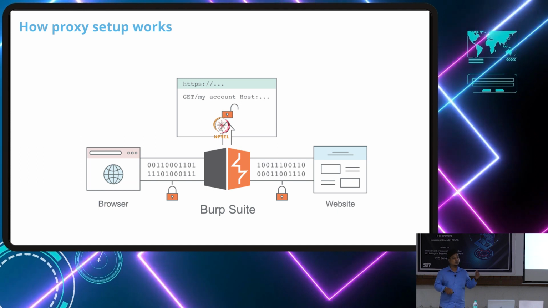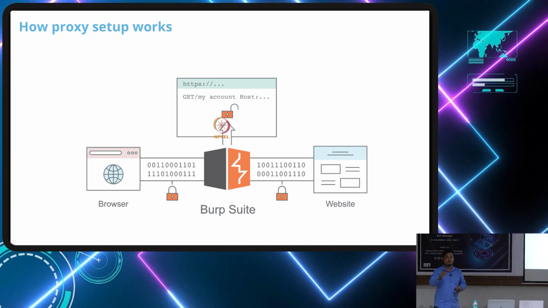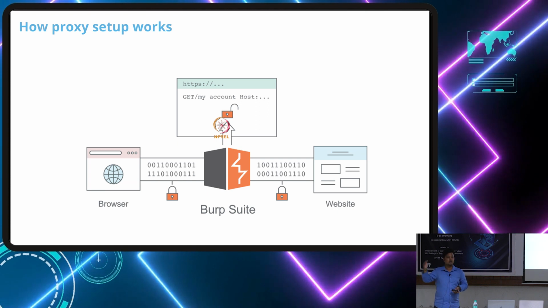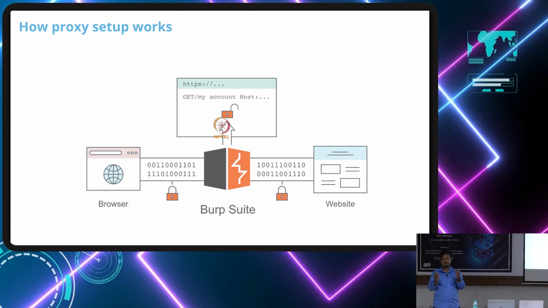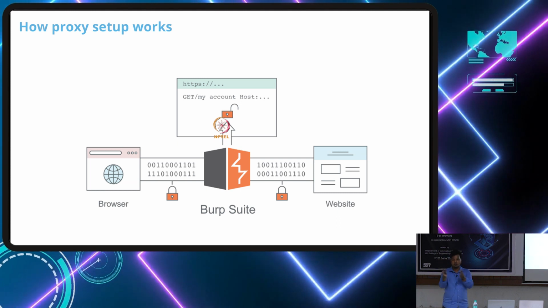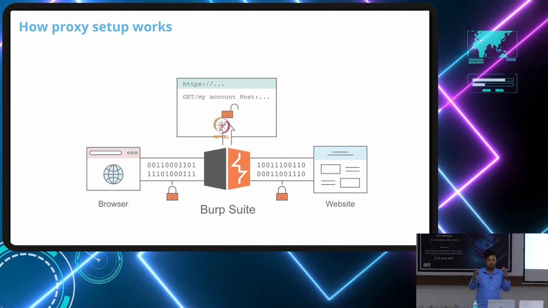So whatever request I send from my browser will stay in the proxy, and when I click forward, it will go to the server. Likewise, whenever a response comes from the server, when I click forward, it goes to the browser. So we are standing in the middle between the website and browser, trying to understand the flow. Once you understand the flow, you see what is happening.